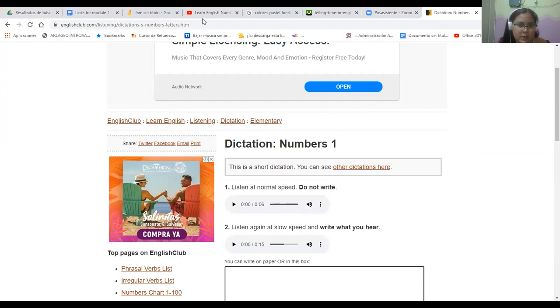The phone number here is 467-8876. Again. The phone number here is 467-8876. And the last time. The phone number here is 467-8876.